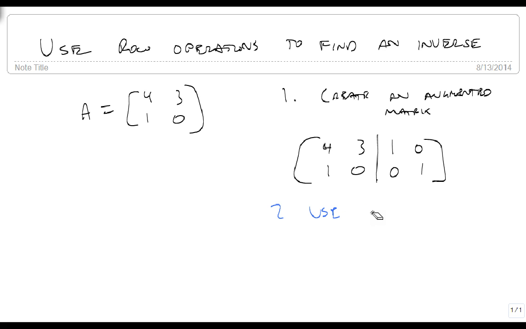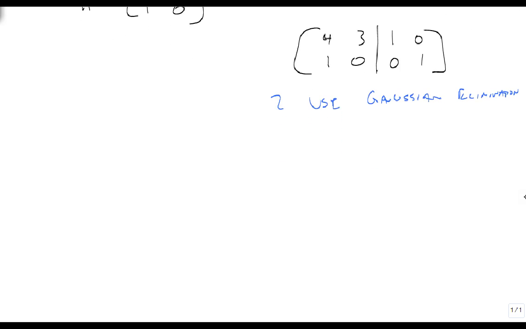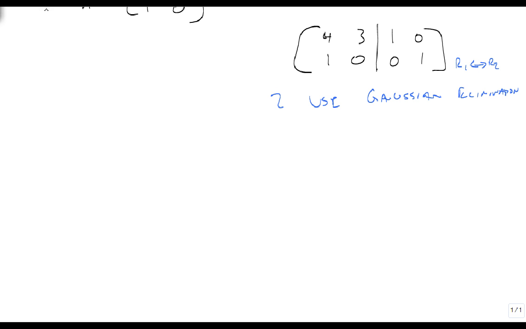So let's use Gaussian elimination. This is going to take a little bit more room and more work. But the first thing I'm going to do is swap row 1 with row 2. So now we get 1, 0, 0, 1, 4, 3, 1, 0. Notice I swapped the entire row, even the augmented pieces.